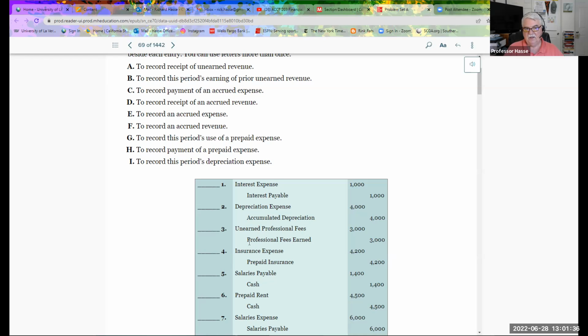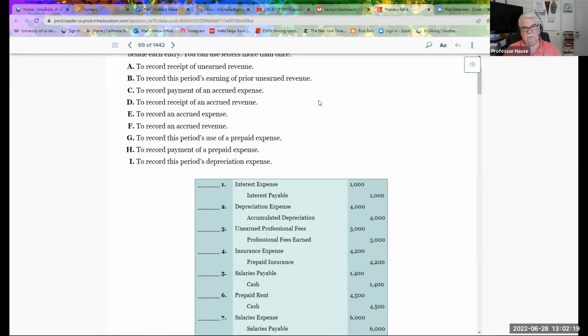Journal entry 3, unearned fees, professional fees earned. That is right here, to record this period's earning of prior unearned revenue. In other words, if any of you have ever had a lawyer, if you ever go to a lawyer and you want them to do some work for you, they'll say, okay, I'll do some work for you, but you have to pay me a retainer. What? I got to pay you in advance before you'd even do anything for me? Yes, that's the nature of the profession. So if you pay a retainer, that is considered unearned revenue for the lawyer, meaning that you're paying for a service that has yet to be provided.